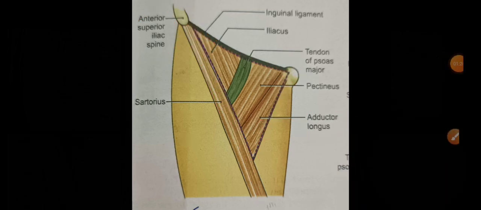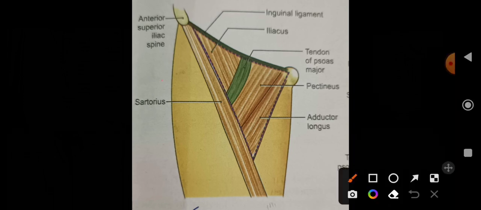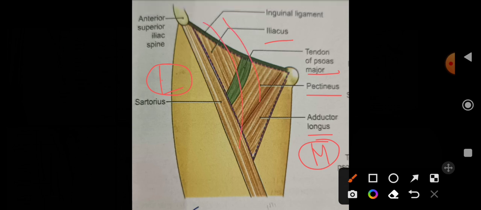Talking about the floor of the triangle, this one is our lateral side, and this one is the medial side. Medially, it's formed by the adductor longus and pectineus muscle, where laterally it's formed by the iliacus muscle and the tendon of the psoas major muscle. And the roof, it's covered with skin. It's covered with superficial fascia and deep fascia, of course.